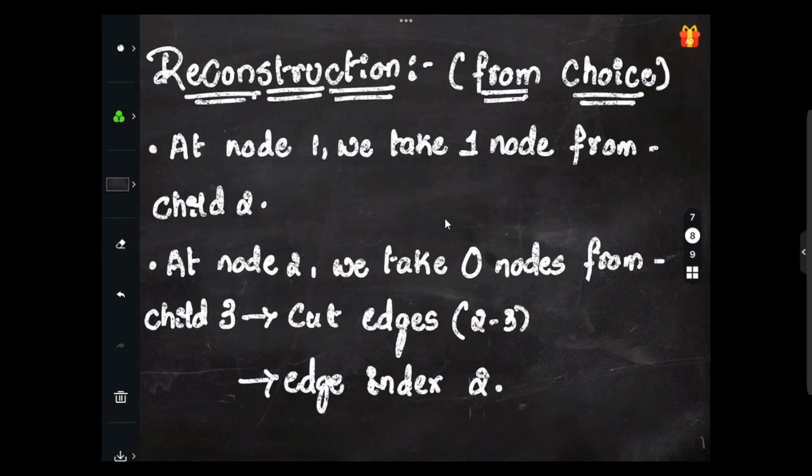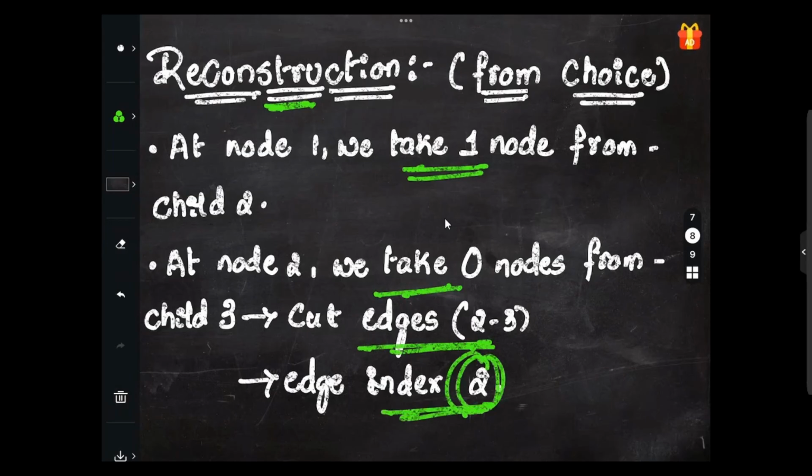This is fine. Now let's go with the reconstruction part. This is also one of the important parts within the code. So at node 1, we will take one node from the child 2. At node 2, we take 0 nodes from the child 3, right? So the cut edge I have shown here is nothing but 2 3, and the edge index is nothing but 2 here. Edge index 2.